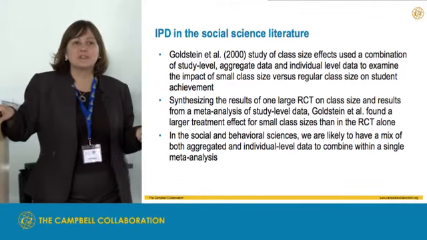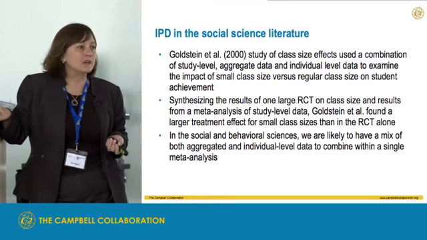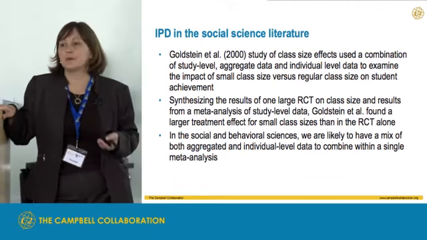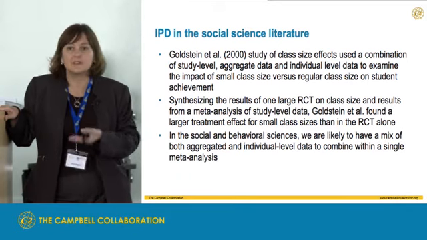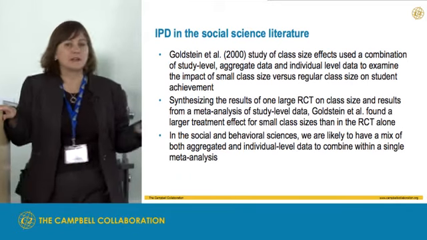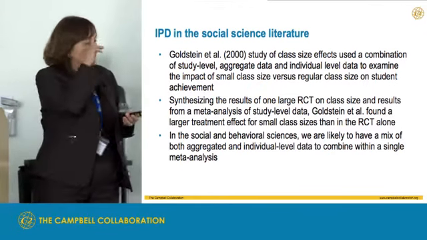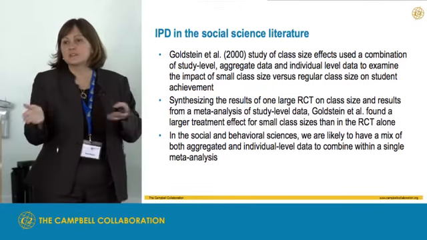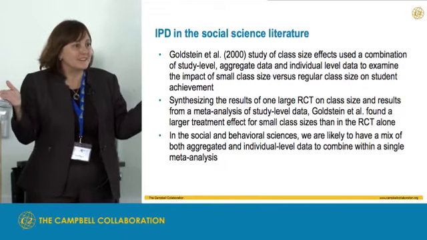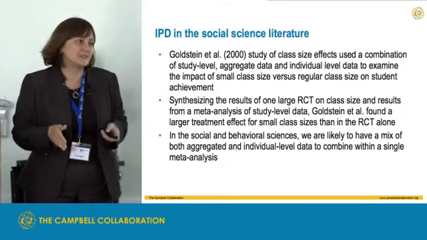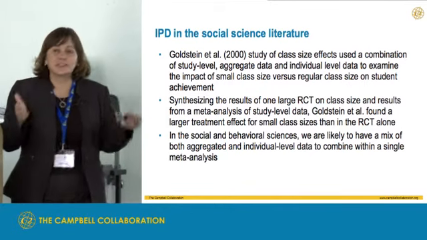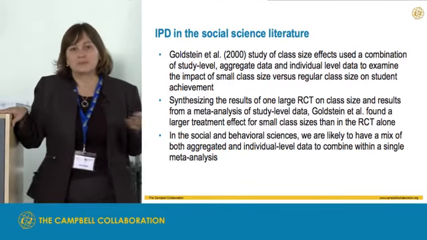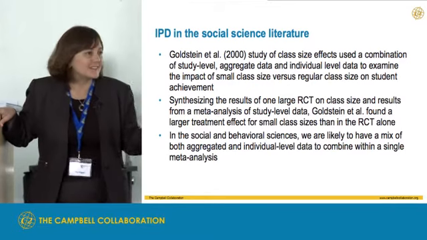I think in the social and behavioral sciences, we're going to be in the case where we have a combination of study-level and individual-level data, if we're lucky. There's a lot of research on what happens when you have all of the individual participant data, but what I'm going to talk to you about here is just looking in general at some models where we have both, because I don't see us having the full thing.